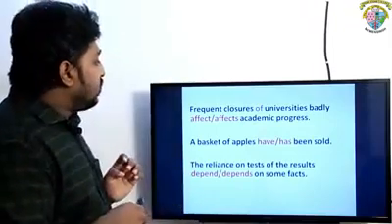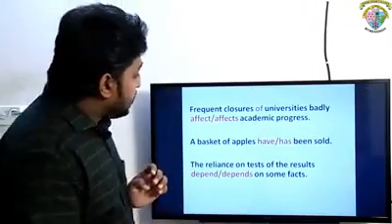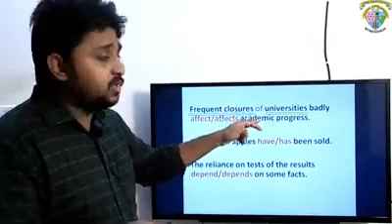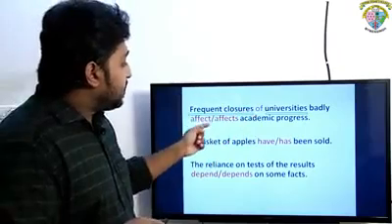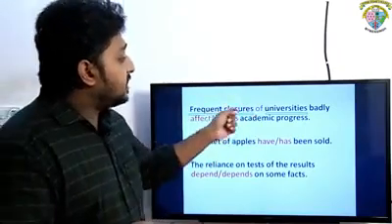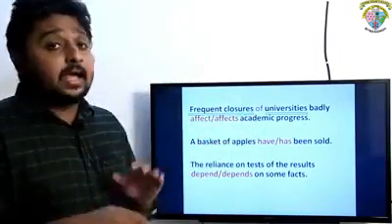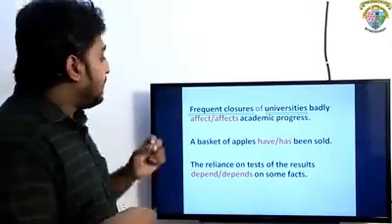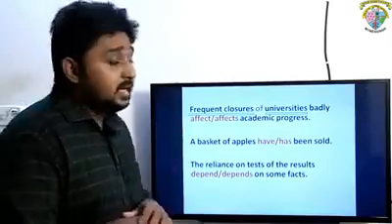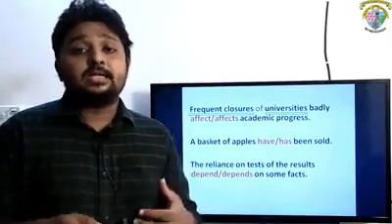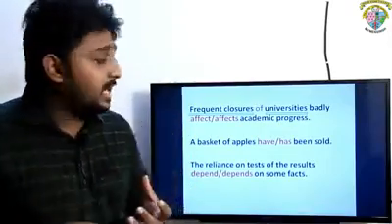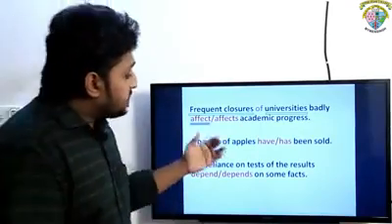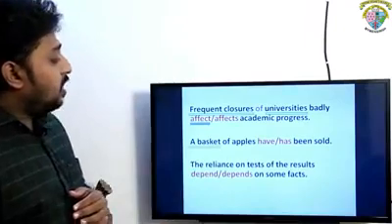Here the first one, look at this. Here we can clearly see two subjects are connected with of, the preposition of. So the first subject is frequent closures and the next one is universities. And here we have to select the first one, and the first one is frequent closures, and it's a plural subject and it is going to take a plural verb. So the answer should be affect. In the next example, a basket of apples.